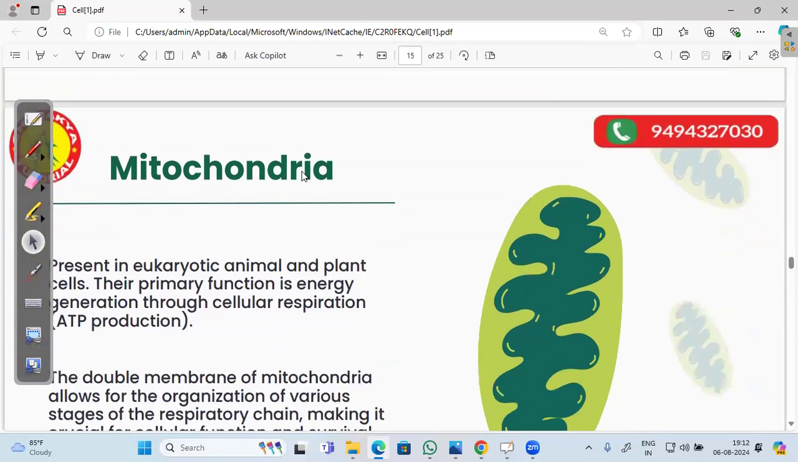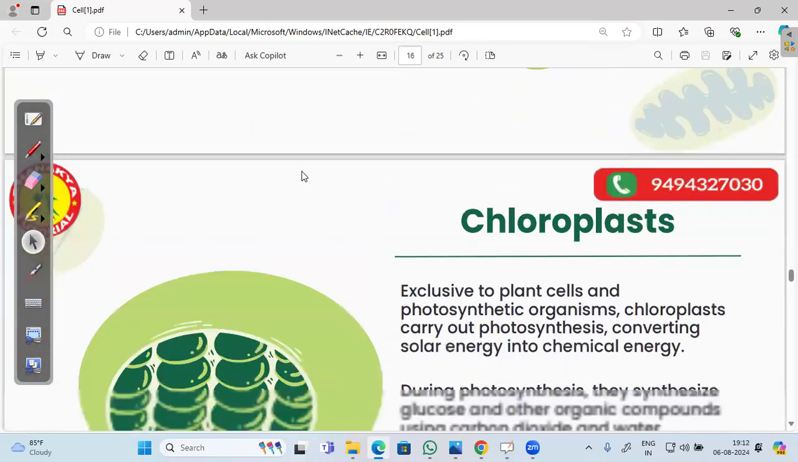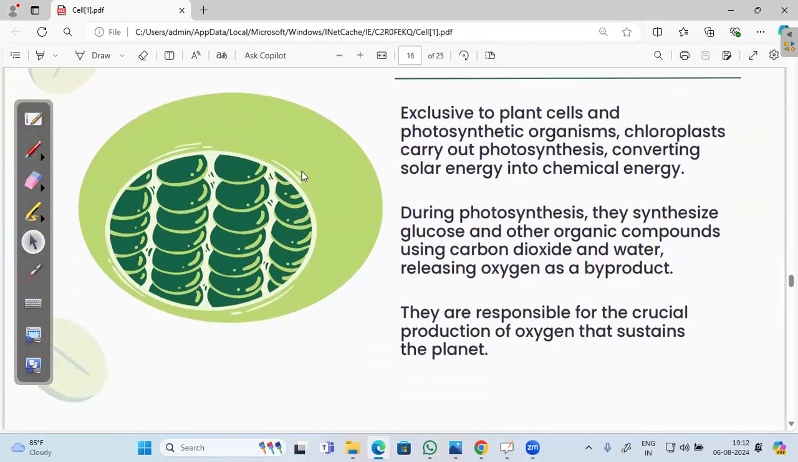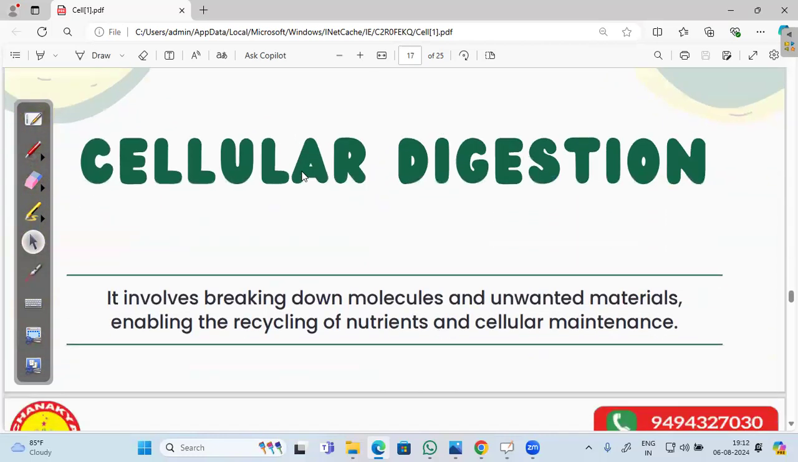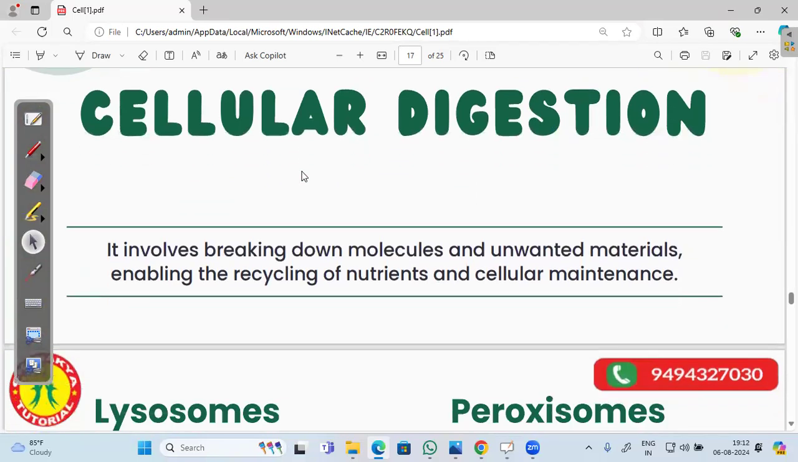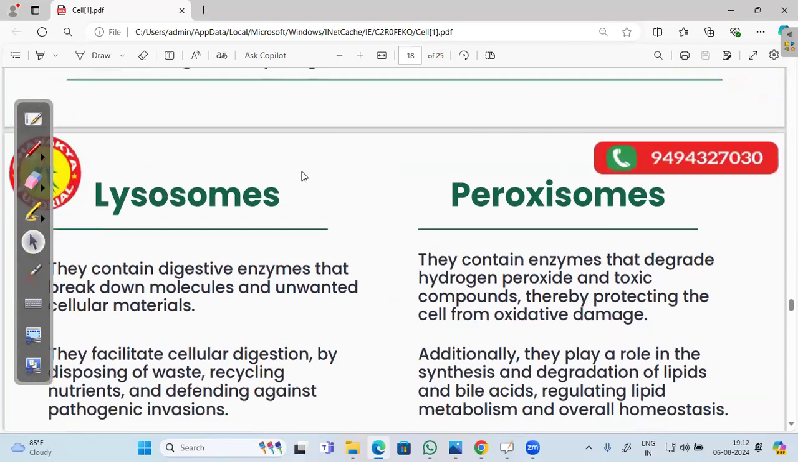Energy supply we have done. Mitochondria we have already done. Chloroplast we need to do, which are found only in the plant cell. The cellular digestion also we have done with the help of the lysosomes and peroxisomes. So we have done lysosomes, which help in the digestion process.